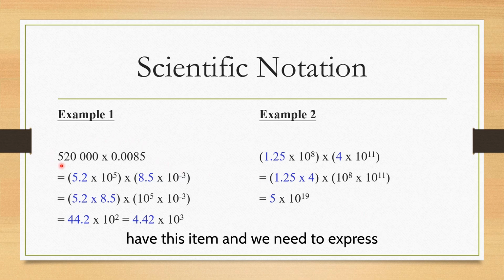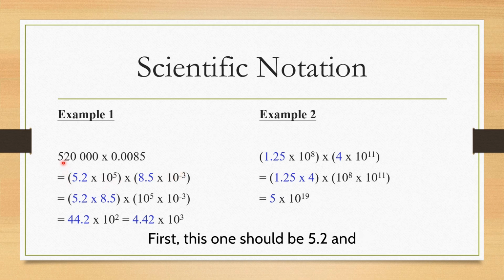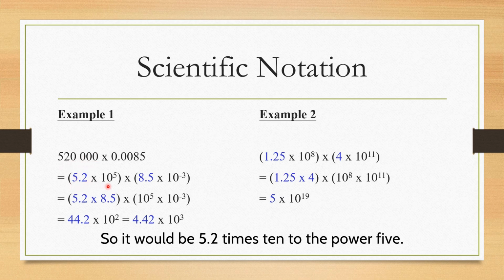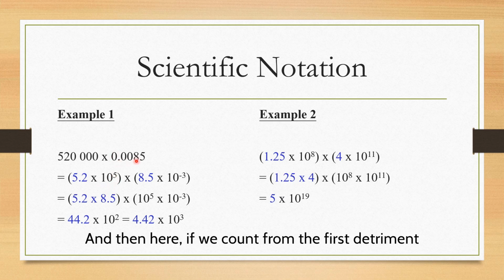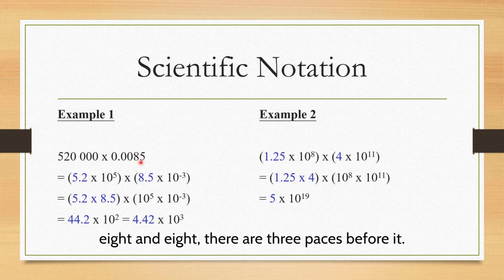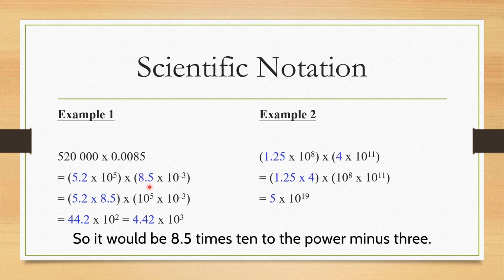Let's say we have this item, and we need to express it in scientific notation. First, we can make both numbers into scientific notation. This one should be 5.2, and then there are 1, 2, 3, 4, 5 places afterwards, so it would be 5.2 times 10 to the power 5. And then here, if we count from the first digit, 8, there are 3 places before it. So it would be 8.5 times 10 to the power minus 3.